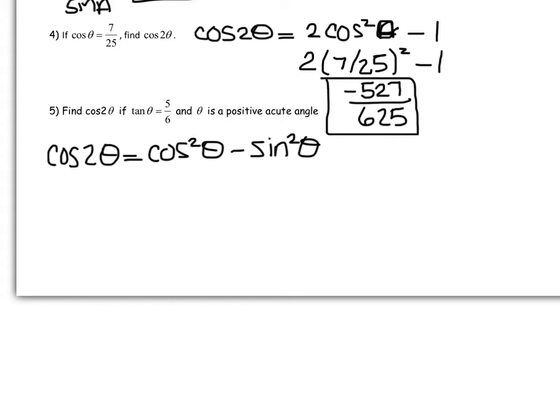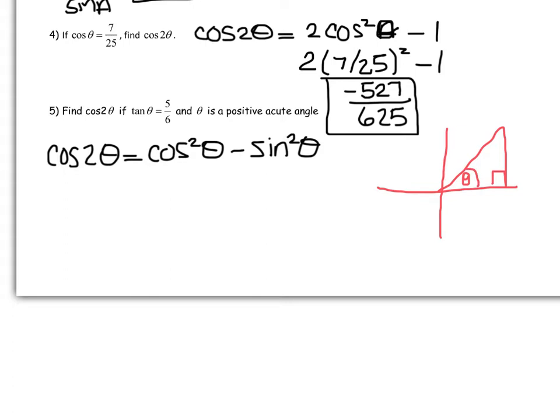Okay, I don't have cosine or sine. I have tangent. And they tell me it's a positive acute angle. So we know that that is going to be an angle in quadrant 1. So we can go ahead and draw the picture. We can go ahead and put theta where it belongs. Always goes here. And tangent is TOA.